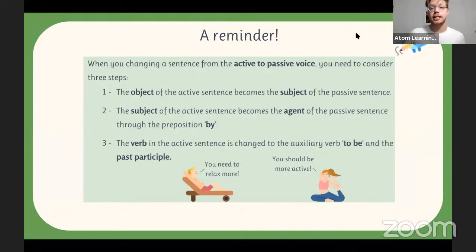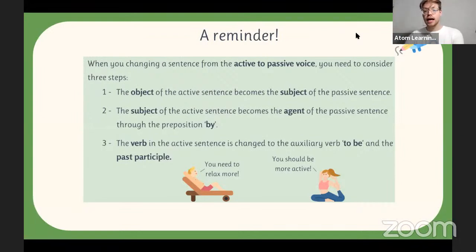So when you're changing a sentence from the active voice to the passive voice, you need to consider three steps, okay? The first thing we need to look at is the object. The object in the active sentence becomes the subject in the passive sentence, okay? The subject of the active sentence becomes the agent of the passive sentence, and we often do this through the preposition by, okay? So Jono memorized the children's names is the active voice. The children's names were memorized by Jono.